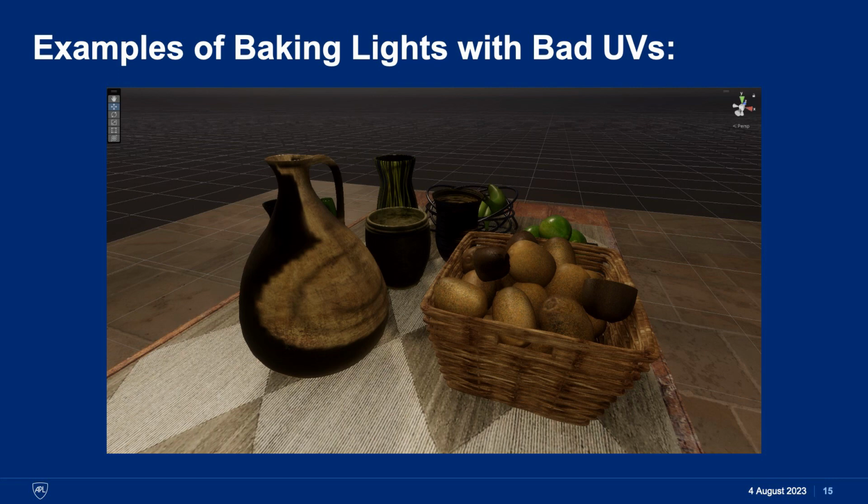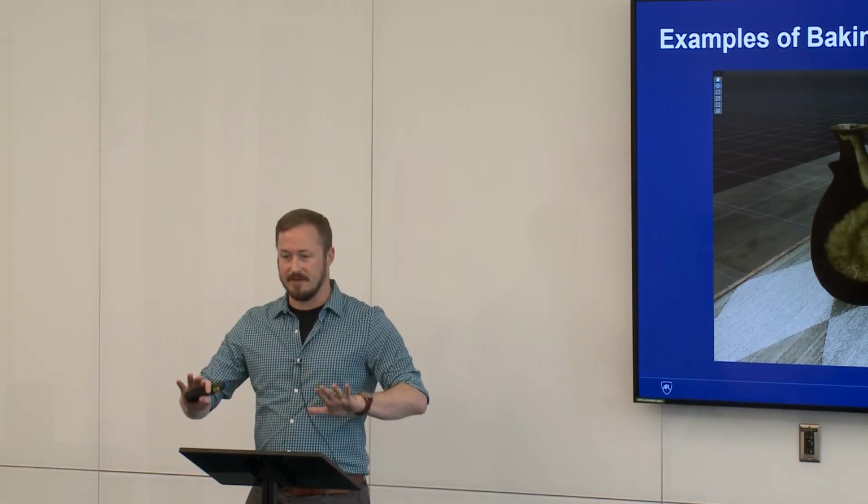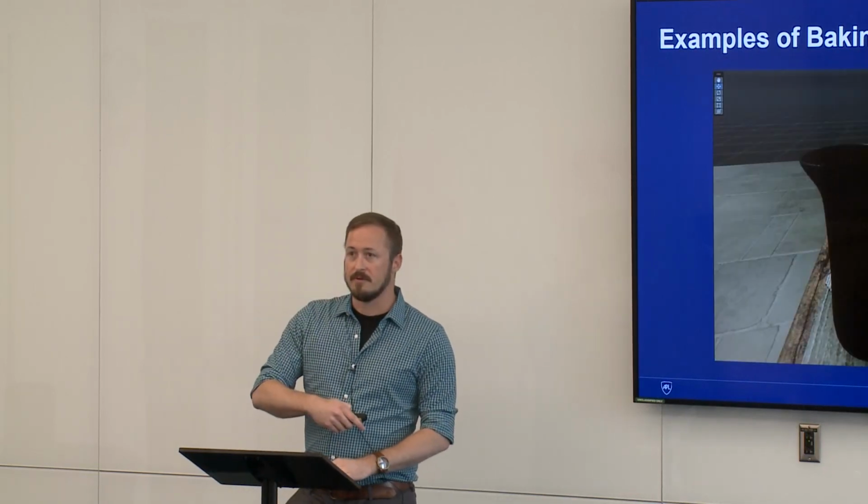So you end up with a lot of splotches. This is one of the most common things you will run into when you're baking scenes, baking your lighting in Unity, if you do not have your UVs separated out well. Let's go through a couple more.